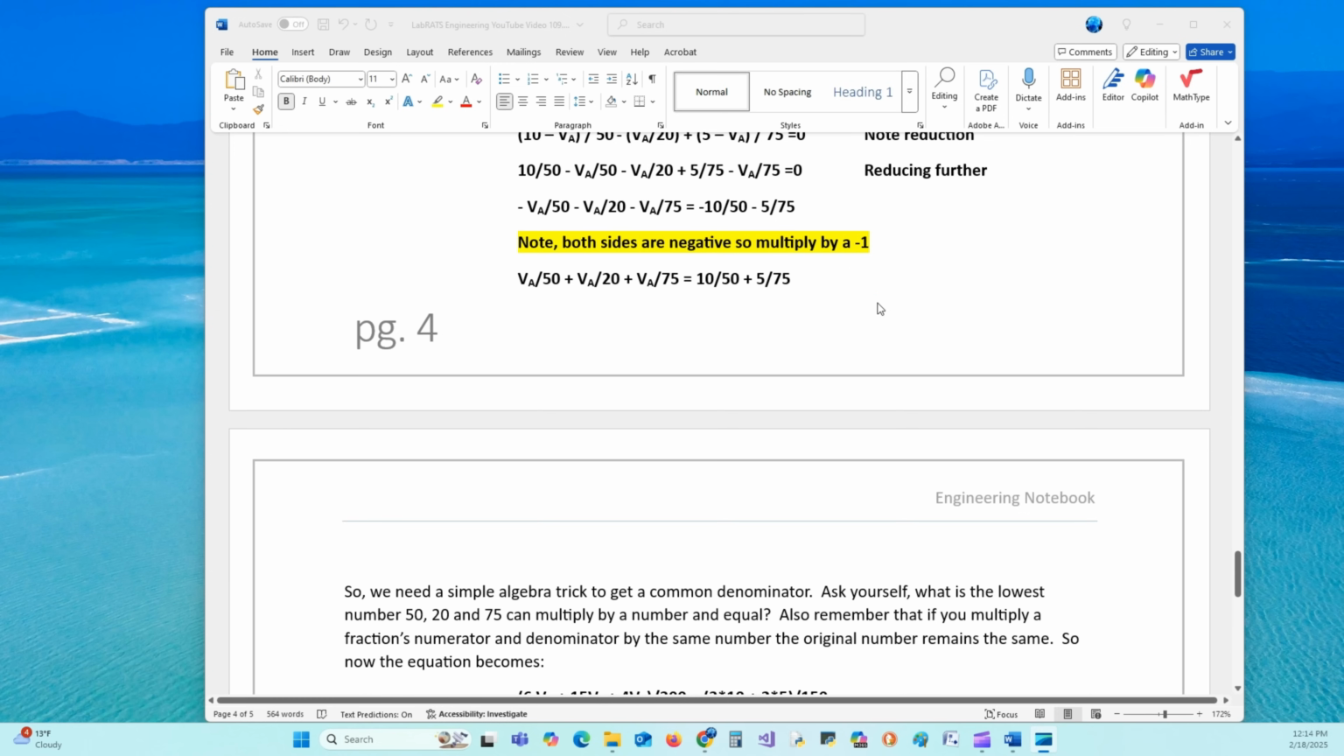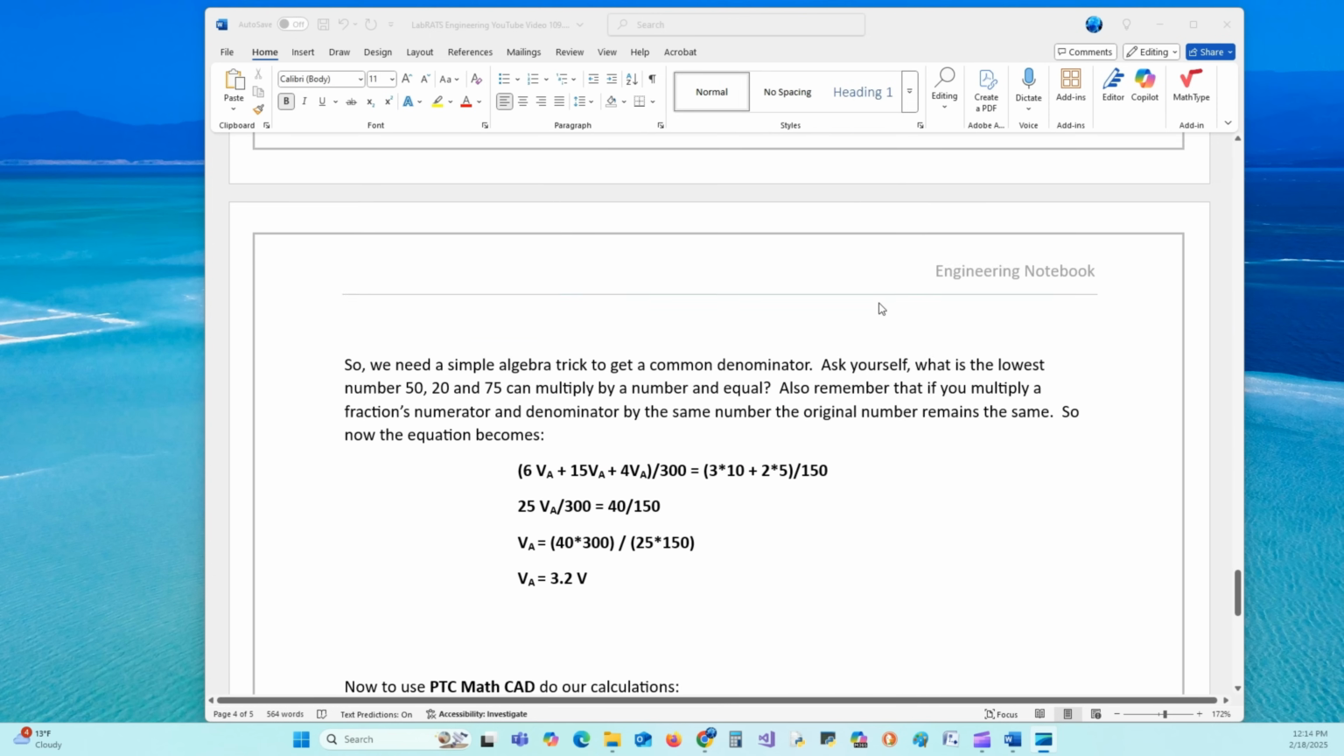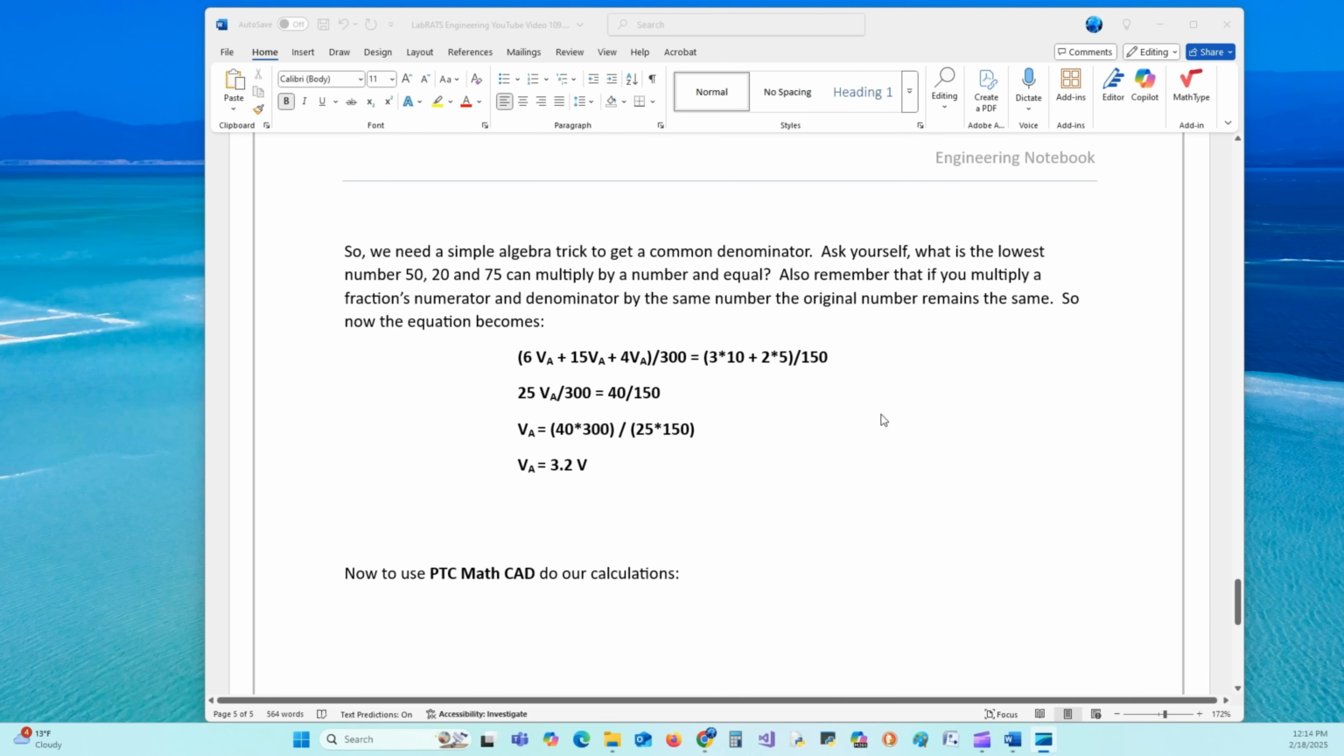Remember, that doesn't change the answer. Whatever you multiply on the left side, as long as you do it to the right side of the equation, the answer will remain the same. It just helps you in reducing, especially in trigonometry. Here, it can do little trig tricks. So we need a simple algebraic trick to get a common denominator.